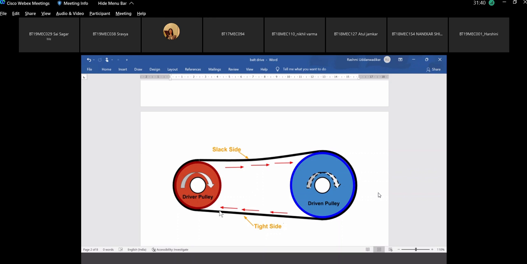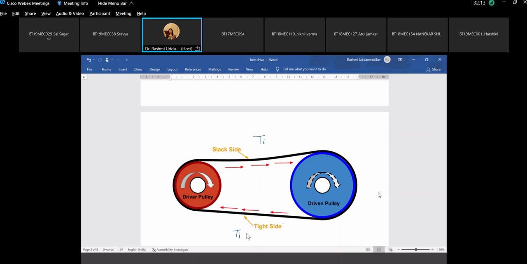So here there is a pull, and here while pushing, the slack side is created on the driver pulley. Hence, if it is rotating in clockwise direction, this side is known as the tight side tension and this is known as the slack side tension. And this is the driven pulley placed at sufficient distance depending upon the application. Initially there is an initial belt tension, what we call Ti.